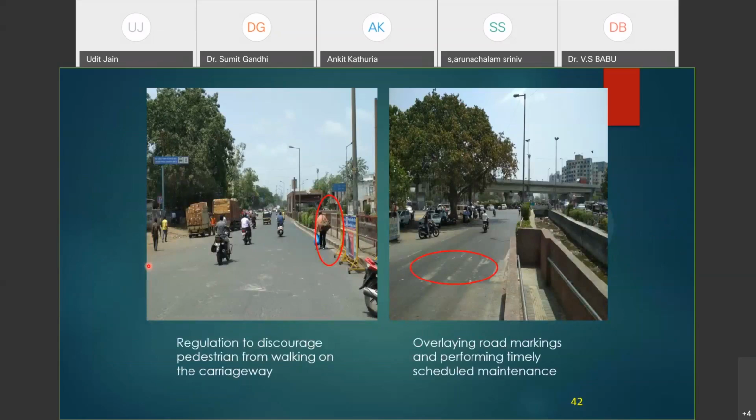Again, in this slide, we can see there is a BRTS station in the middle, but there is no place for the pedestrian to walk. Even if there is a median, the median can be slightly widened to make sure that the pedestrian at least has some space to walk. Again, if there are zebra crossings which are dilapidated, there is a need to do proper monitoring and maintenance of these road markings and other traffic control devices.